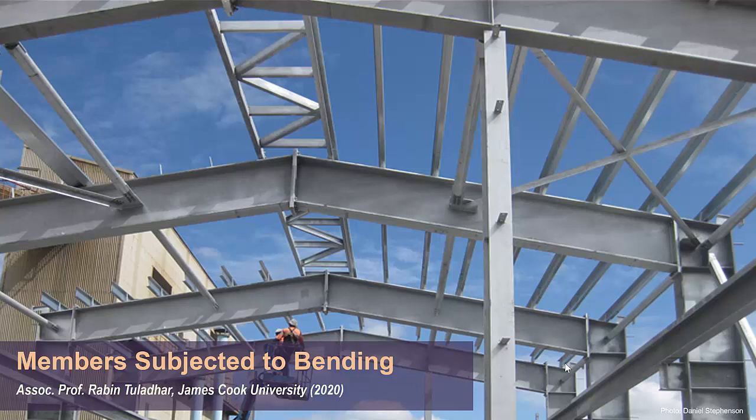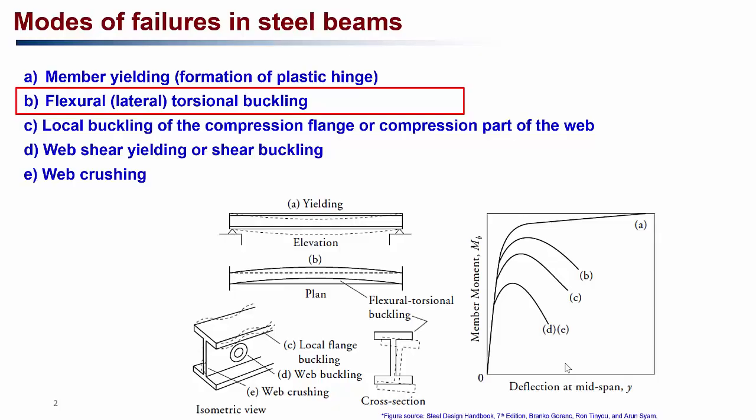In this video, we'll continue to look at the members subjected to bending, and we'll look into some other modes of failure than what we looked at in the previous video. So in the previous video, we looked into the member section nominal section capacity that takes into account the yielding of the bending members or the local buckling in the compression flanges in the beams.